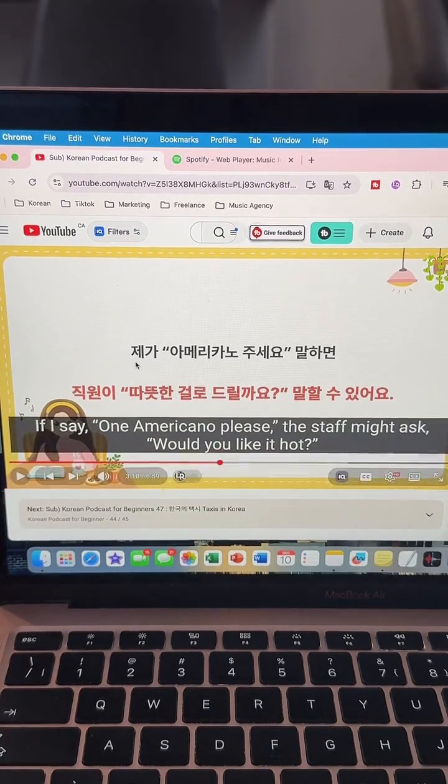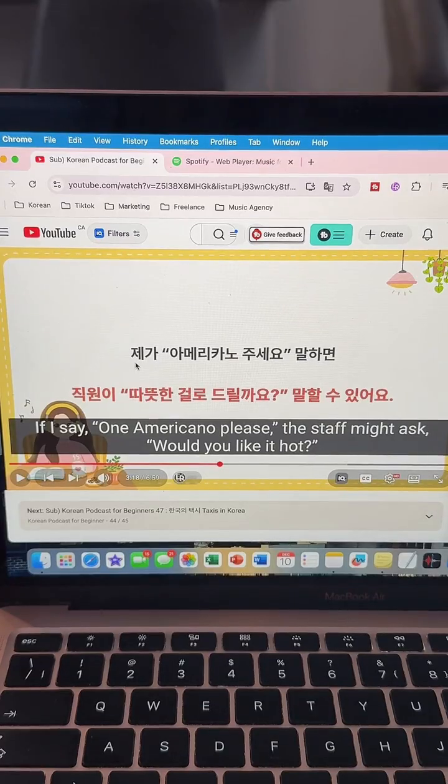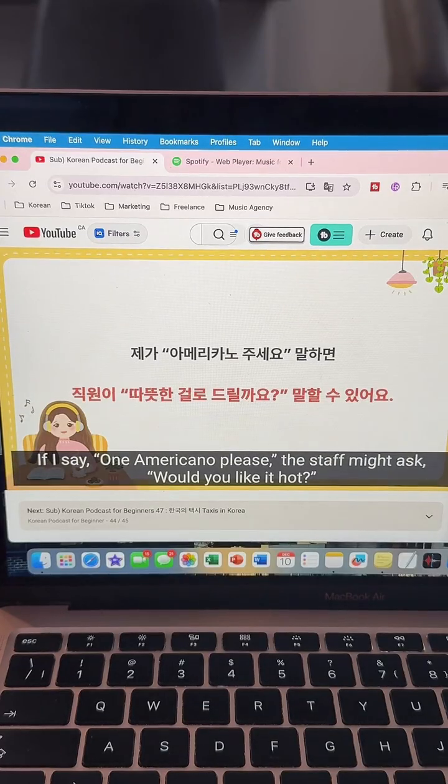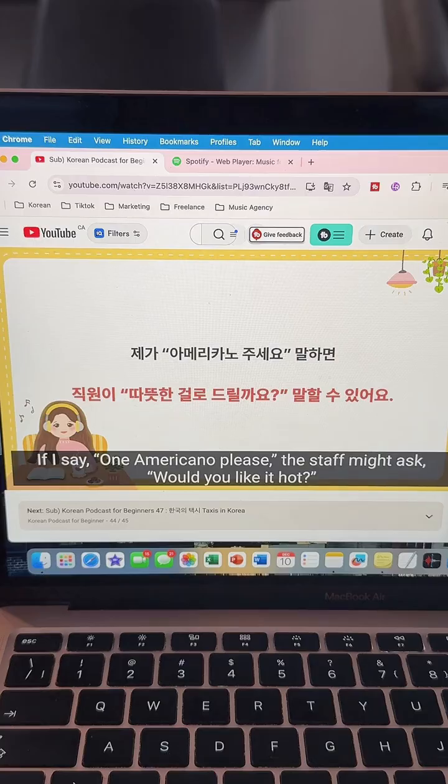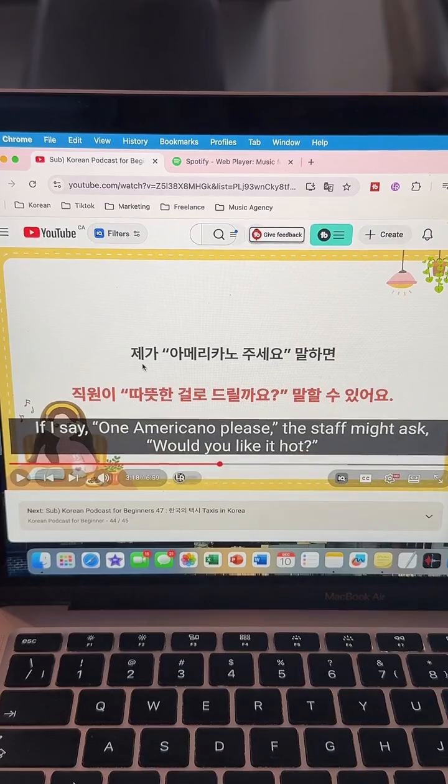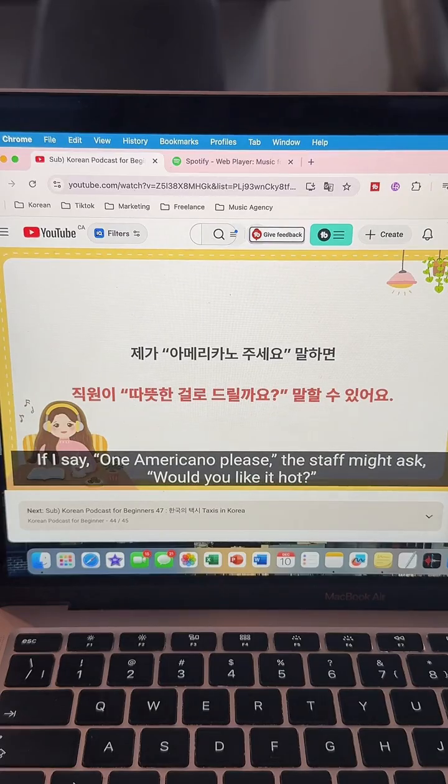Okay, so let's start with 제가. Do you guys remember what 제가 would mean? Comment down below if you guys remember what 제가 would mean. So it means something, but there is a specific difference with the regular words.